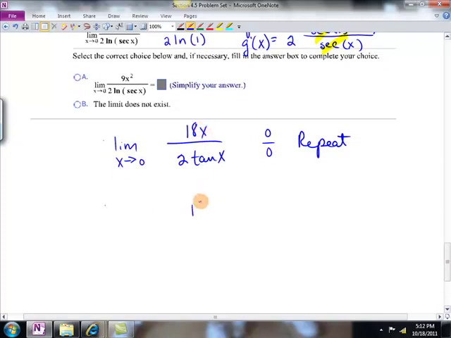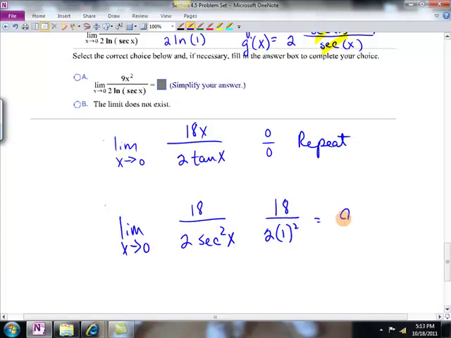And so derivative of that is 18. The derivative of this is 2 secant squared x. The limit as x approaches 0. All right. Secant of 0 we said was 1. So we've got 18 over 2 times 1 squared, which is 18 over 2, which is 9.